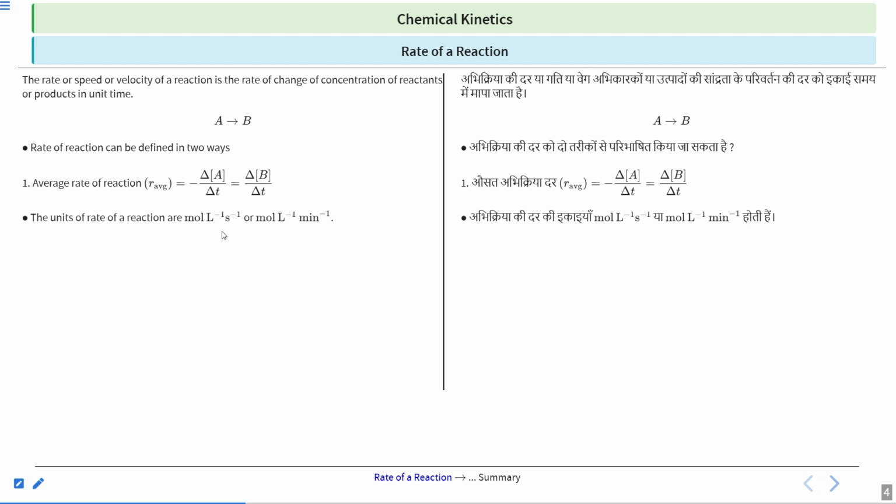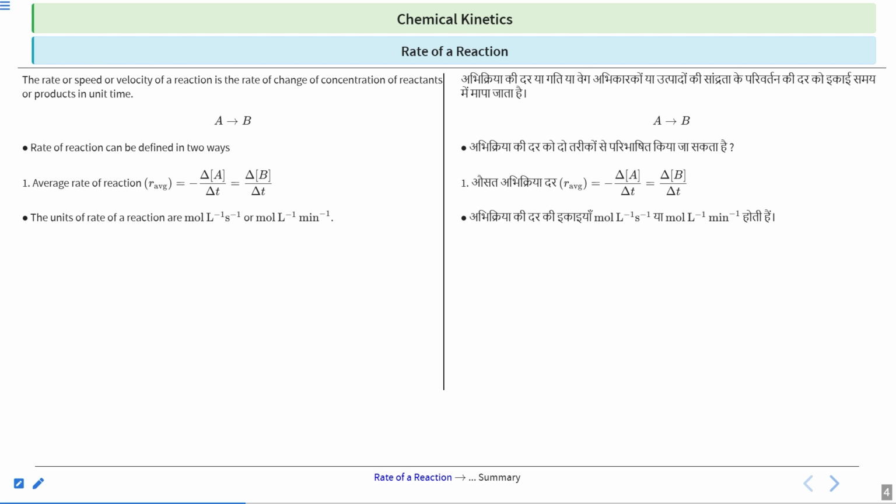The second one is to look upon the units. Units of the rate of reaction, the average rate of reaction. You can see here that it is written as mole per liter per second. It is very obvious. The concentration is written in terms of mole per liter, so this is nothing but your molarity. And then divided by delta T, so time, that is per second.